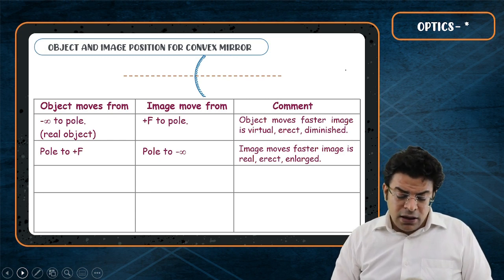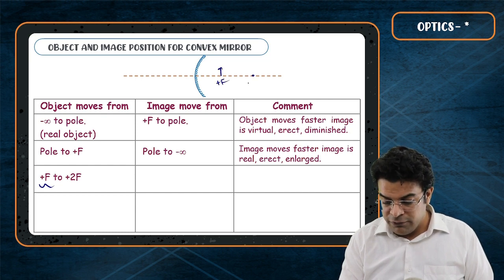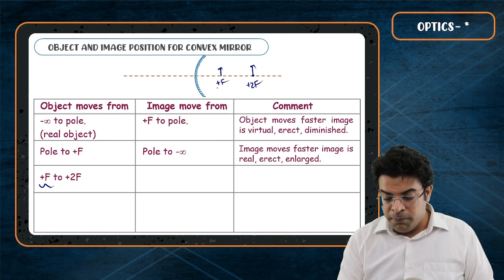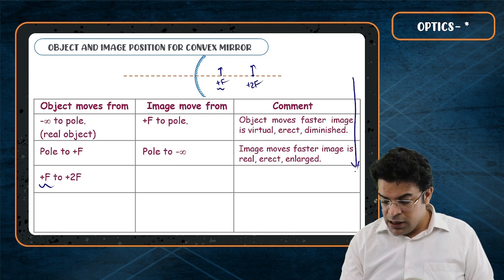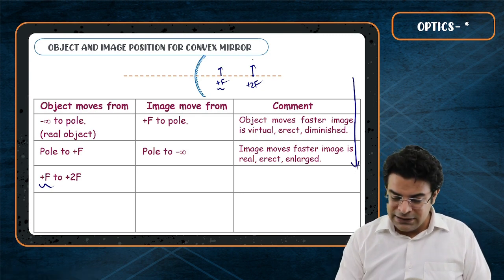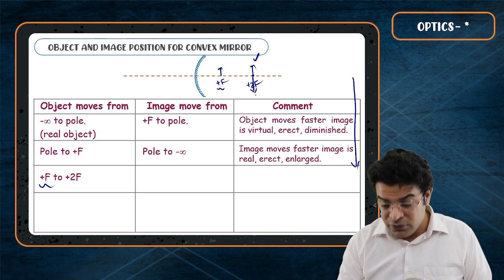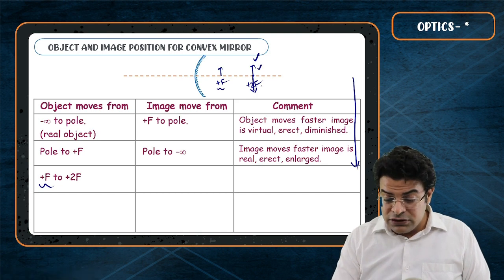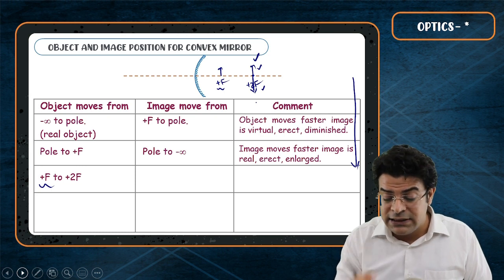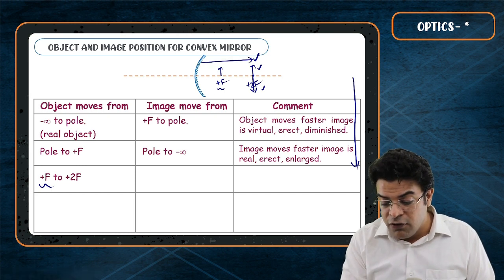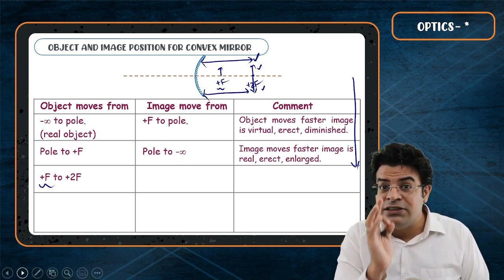So as the virtual object moves from plus f to plus 2f, for plus f, the image will be formed at plus infinity. And when the object is placed at the center of curvature, the image will also be formed at the center of curvature. Now since they are on the same side of the mirror, the image will be inverted, but the image will have the same size as the object placed at center of curvature. The image is also at center of curvature, so the distance of image is the same as that of object.